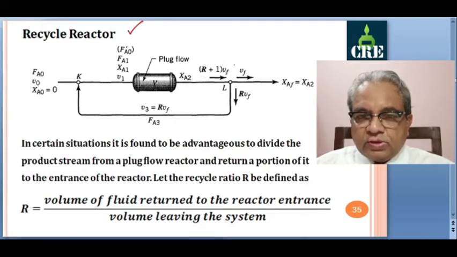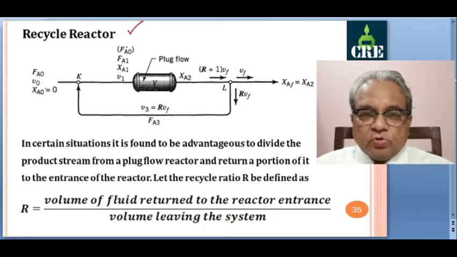Flow rate, if you consider this as Vf, small v final flow rate, this is split into 2, R times Vf on this side, and Vf on the other side. This is going as a product stream. So if you add this, it is R plus 1 times Vf. So what is coming out of the reactor is R plus 1 times Vf. 1 Vf is going this side and R times Vf is coming back as a recycle stream, and this R we define as the recycle ratio.